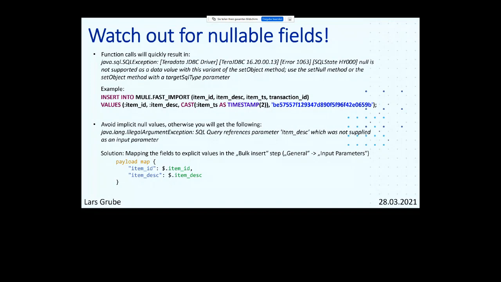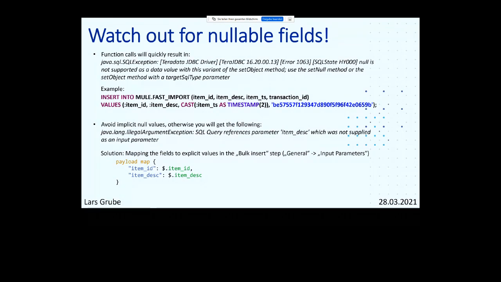The first one is that when you have to take into account null values, then you are strongly recommended to keep your statements simple. That means do not make use of any function calls, such as here, in order to convert a data value into a timestamp or other transformation. Otherwise, you will quickly run into the situation that your JDBC driver will return the error message that null is not supported as a data value with this variant of the set object method. So this at least holds for the prepared statement approach, which is, as I already said, the most efficient one here.